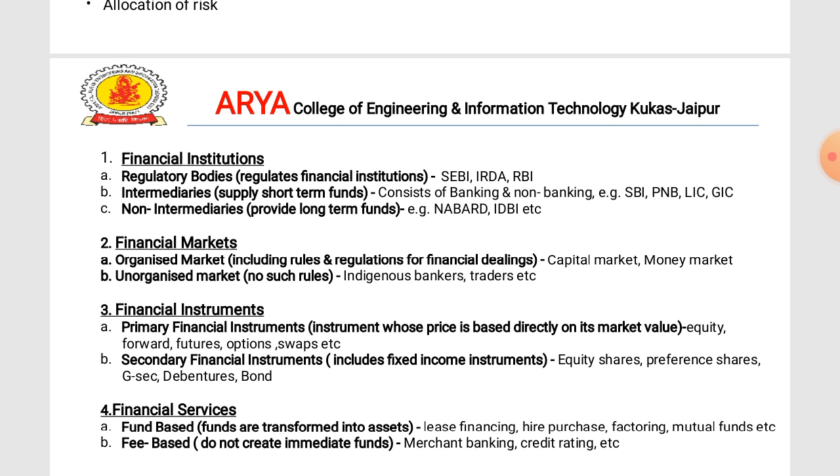So in the unorganized market, there are a number of moneylenders, indigenous bankers, traders, etc., who lend money to the public. Indigenous bankers also collect deposits from the public. There are also private finance companies, chit funds, etc., whose activities are not controlled by the RBI. The RBI has already taken some steps to bring the unorganized sector under the organized fold. So these are the two basic components of the financial market, that is, the organized market and the unorganized market.